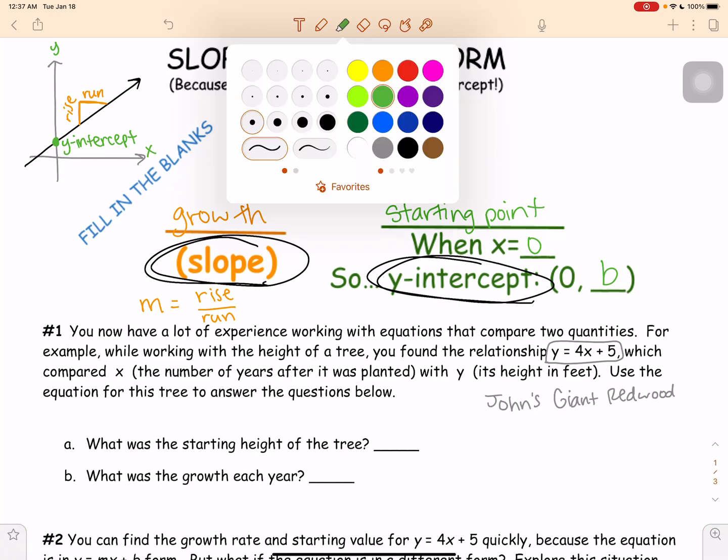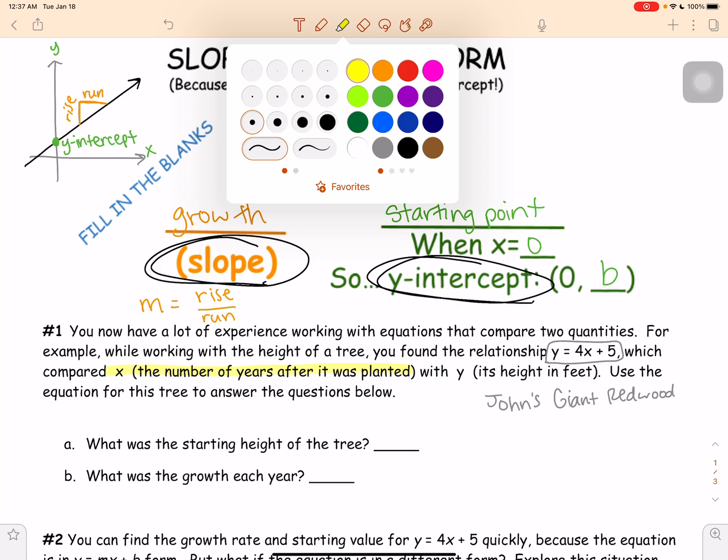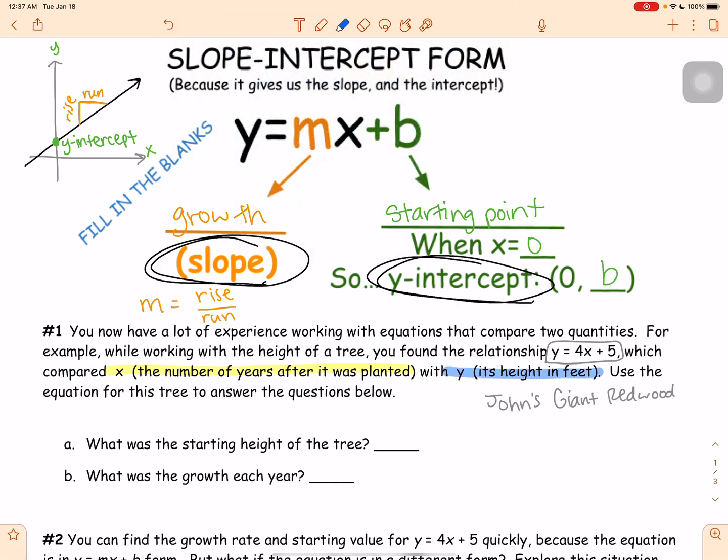This equation compared x, which was the number of years after the tree was planted, to y, which was the tree's height in feet. So we want to use this equation, y equals 4x plus 5, to answer the questions below. Now, the 4 is in the place where m is in y equals mx plus b. That is your growth or your slope, right? So that's telling me that this tree grows 4 feet per year.